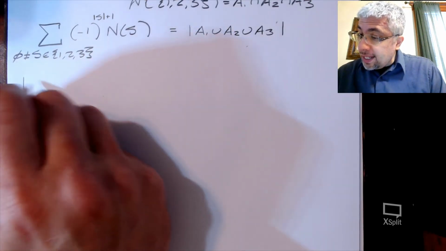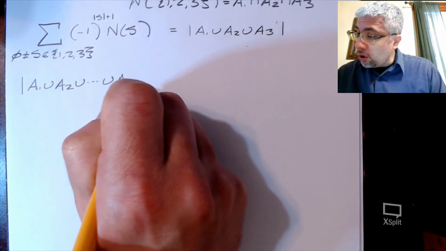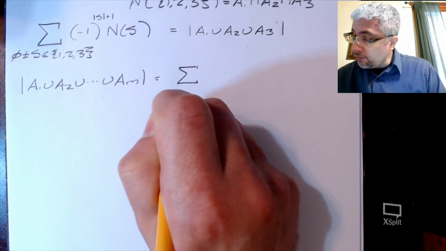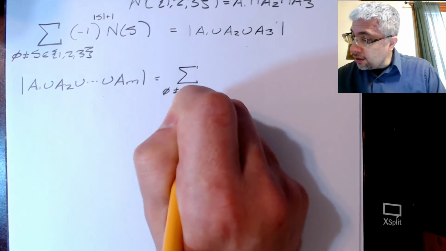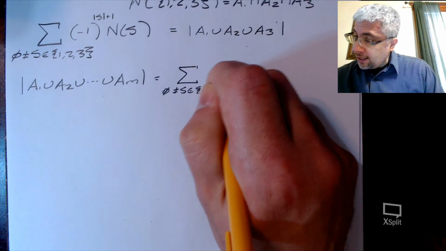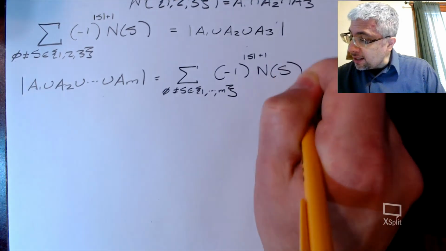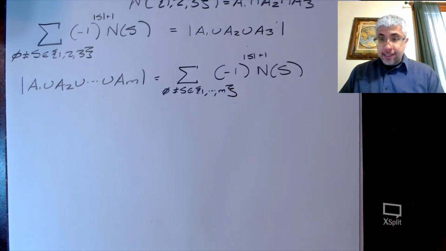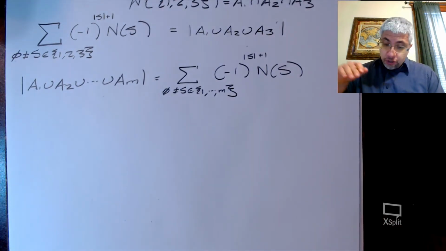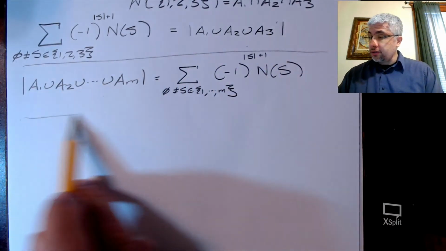So what I would get is, if I wanted the size of this, let's go all the way up to M, this is going to be the sum of all S in 1 through M, and this is going to be minus 1 to the size of S plus 1 times the number of elements that are in that intersection for S. And this is the full formula. Now there's 2 versions though. I said sometimes we want to include and sometimes we want to exclude the union. So this is one way of writing the inclusion-exclusion formula.